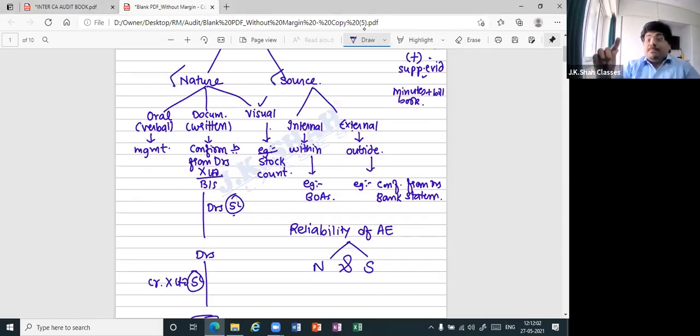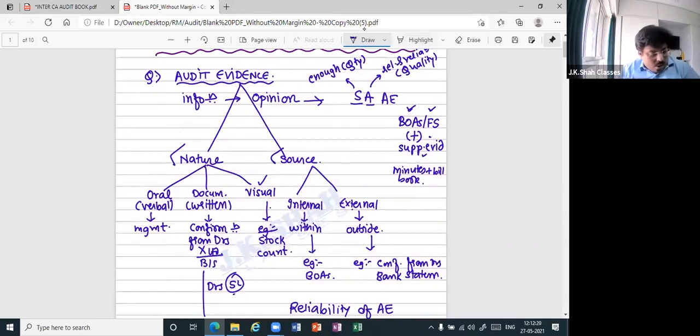Yes. There is a separate question dealing with reliability, which I will take up after 2-3 minutes. But as of now, reliability depends only on the nature? No. Only on the source? No. It depends upon the nature and source. Correct. Now, all this that I have discussed is with respect to what? Audit evidence. This audit evidence is covered by SA 500. So SA 500 is on which evidence? Audit evidence.